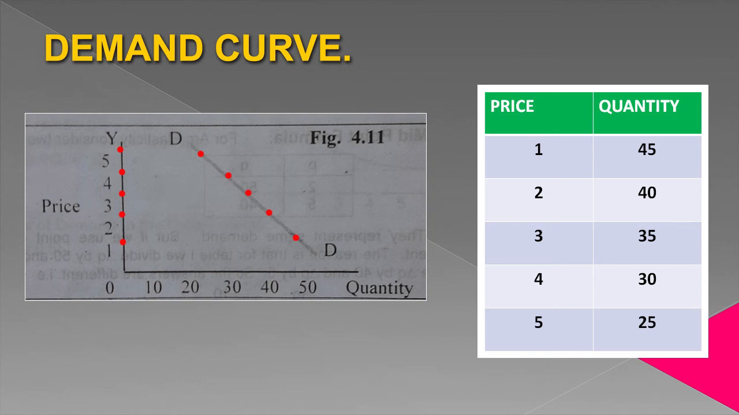By joining these points, you get a curve, and that curve will be known as a demand curve, sloping downwards. The downward slope of a demand curve indicates a negative relationship between price and quantity demanded. As price increases, quantity demanded decreases. This is how we can derive a demand schedule, demand graph, and demand equation.